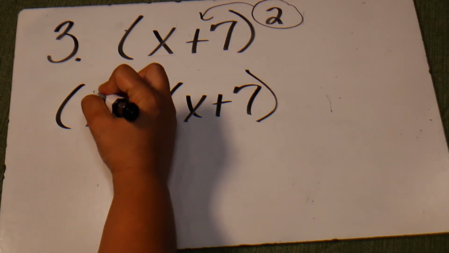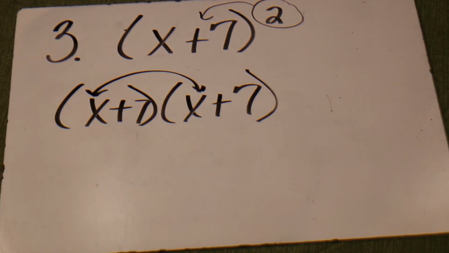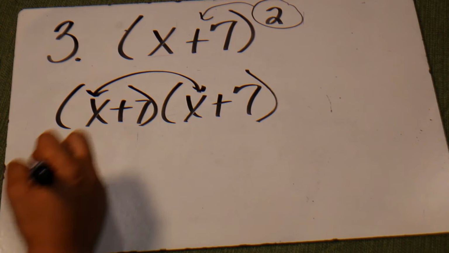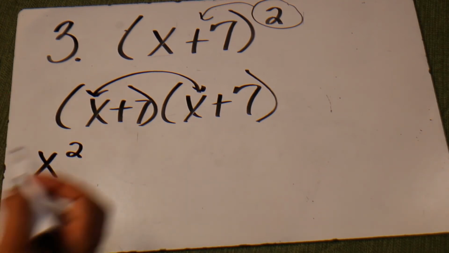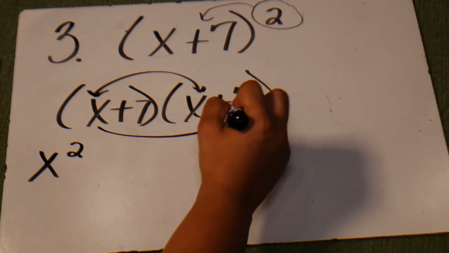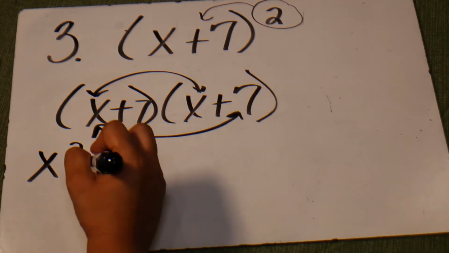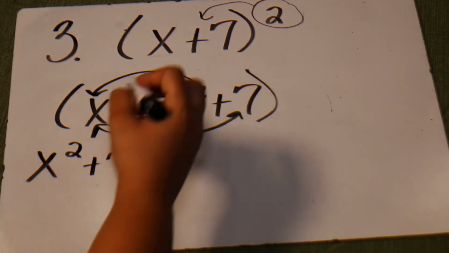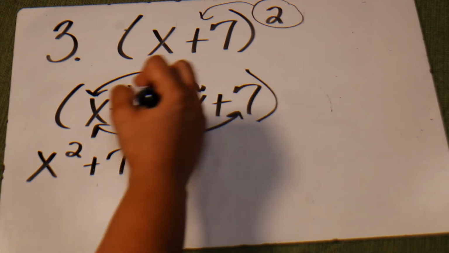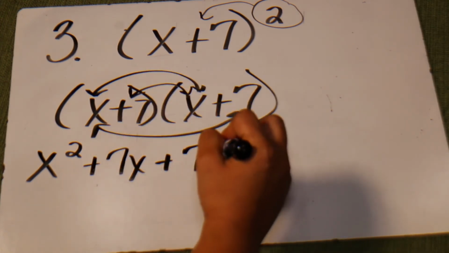So we take the first. Okay, we have the F. And remember, I said we add the exponents. So we have x to the second. So that's F. We have the outer. We have x times 7. So that gives us a positive 7x because both of them are positive. Then we have the inner, which will be 7 times x, which gives us the same thing.